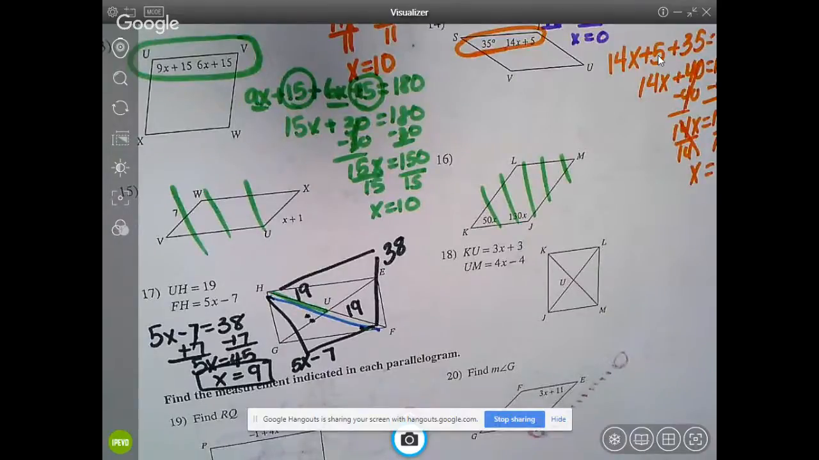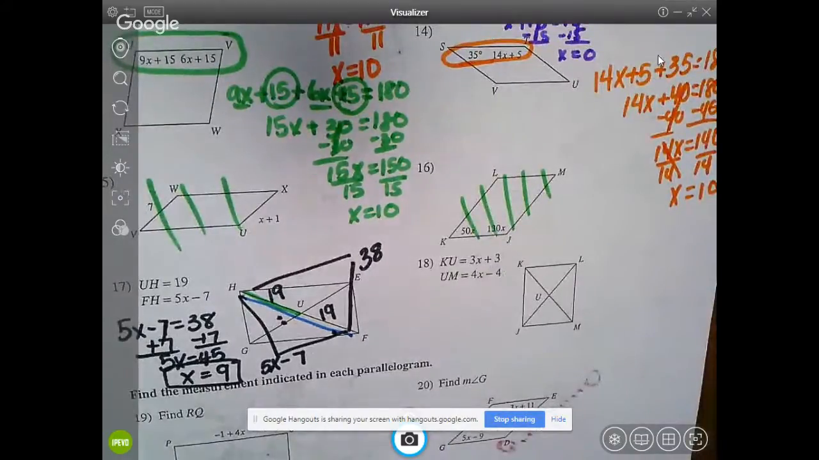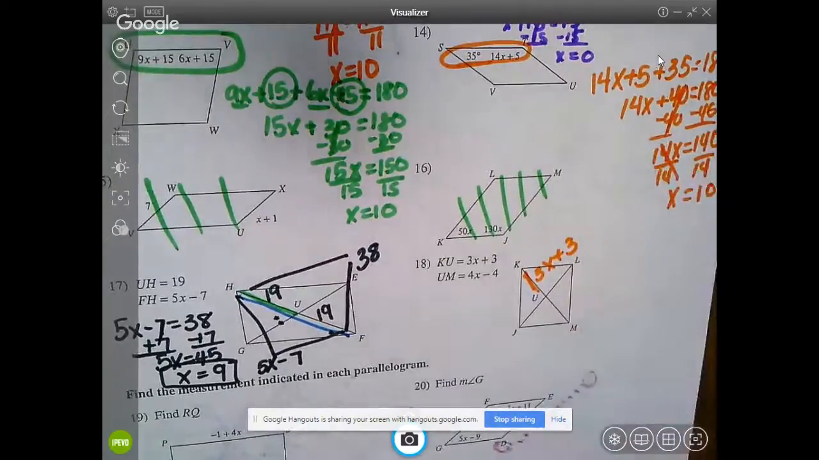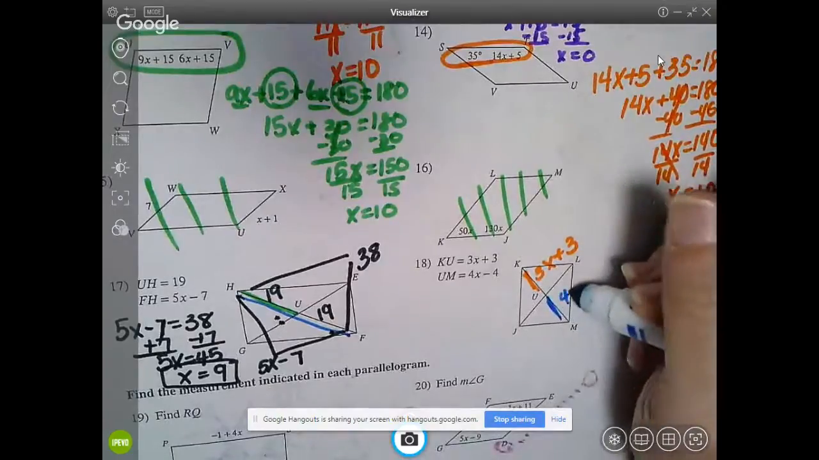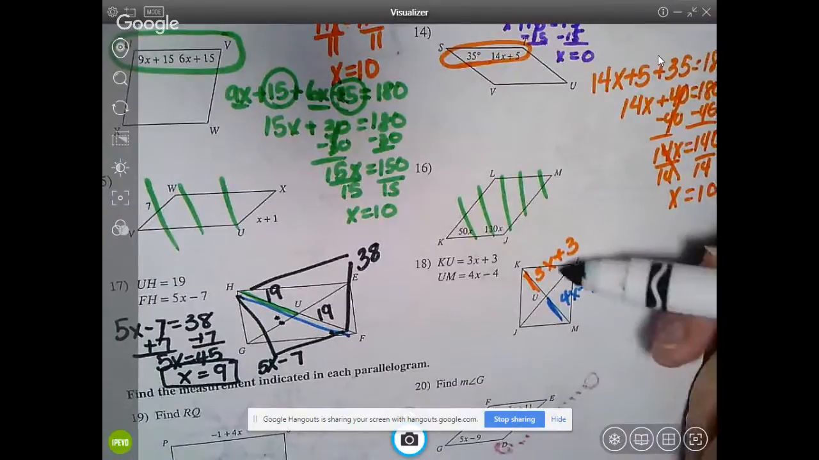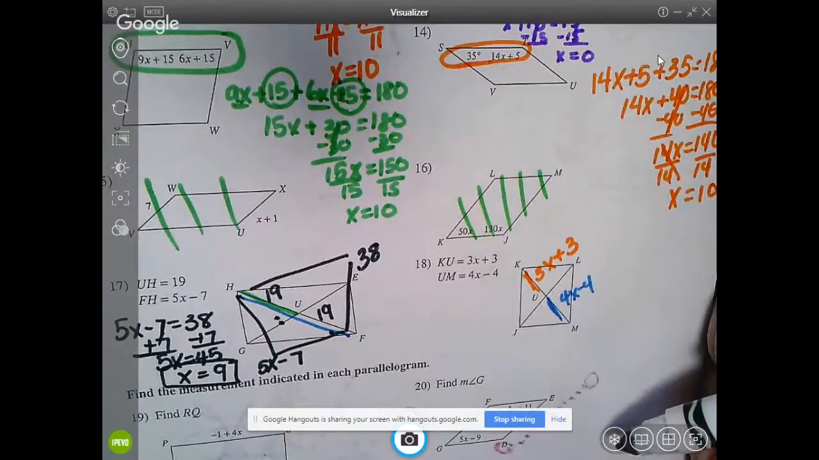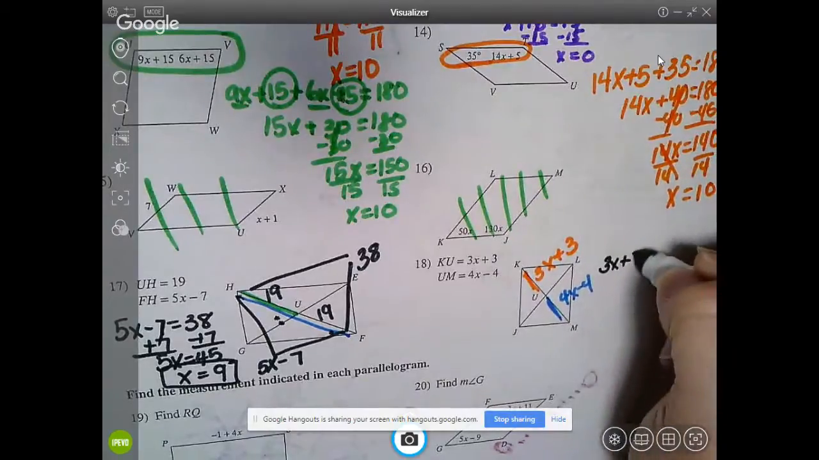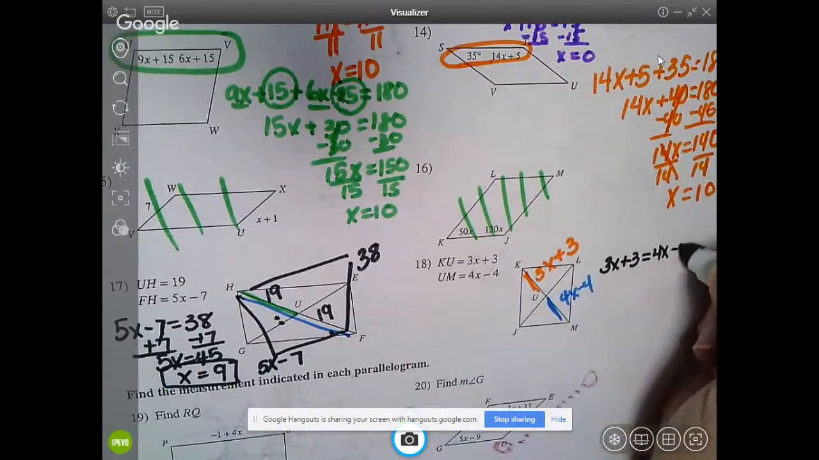Guys, let's just do this video as a parallelogram video. So we got 5 questions. Here we have KU. KU is this piece right here. This piece is 3x plus 3. UM, which is this piece right here, is 4x minus 4. What do I know about diagonals of a parallelogram? They bisect each other. So that means each of these pieces are equal, congruent. So 3x plus 3 equals 4x minus 4.